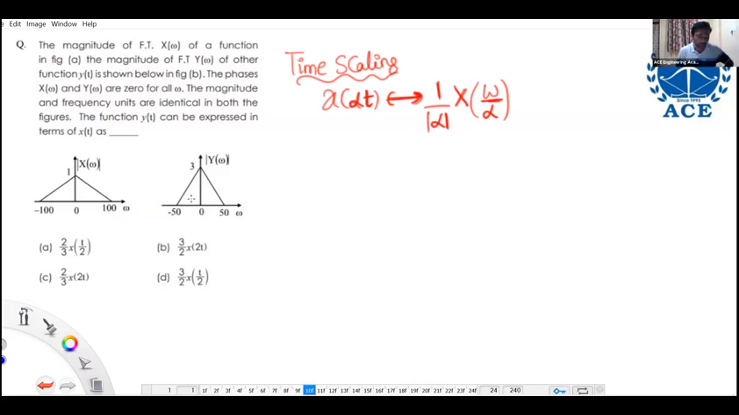You have decided Y of omega is a compression of X of omega, and compression in frequency is expansion in time. Choice is between A and D. Options A and D. Choose the correct one, sir. Very funny question.